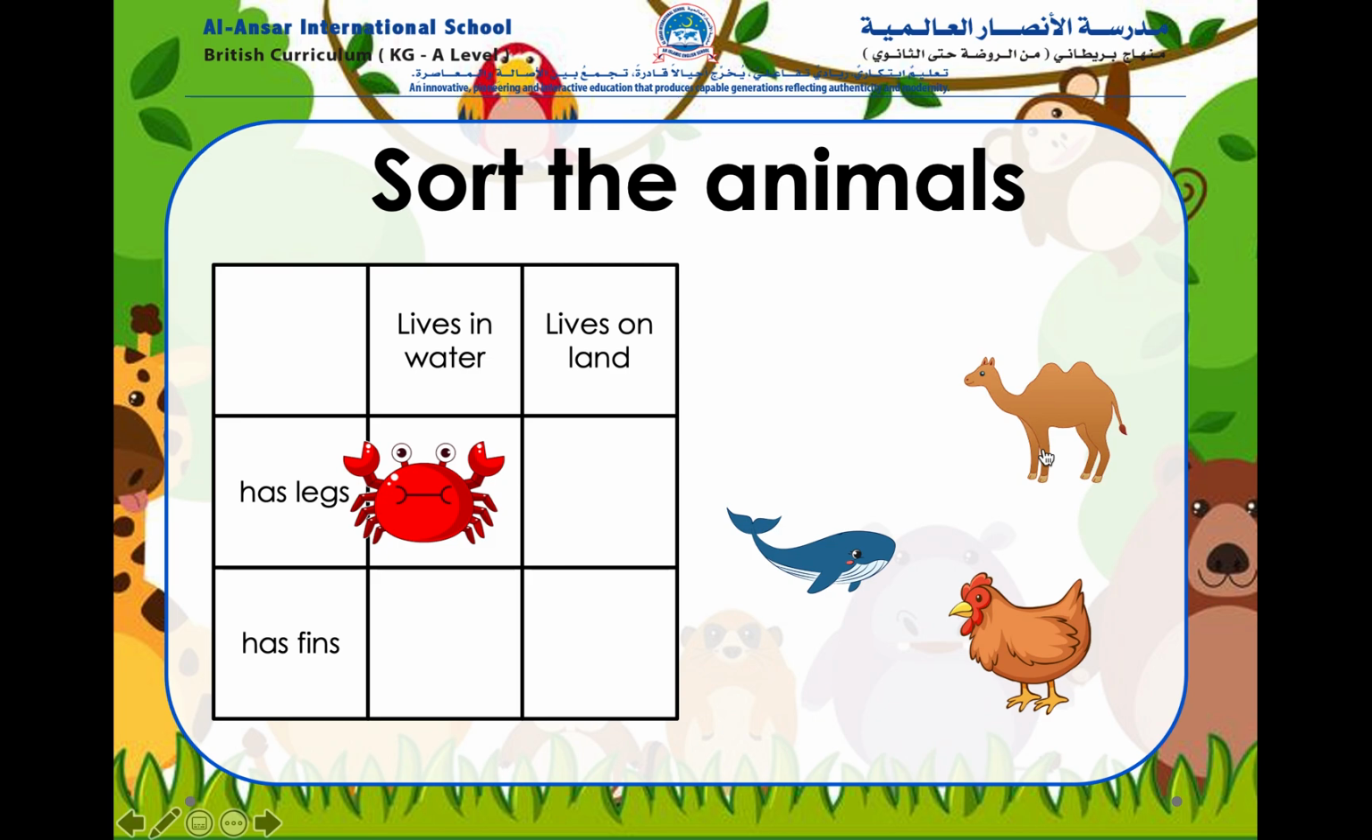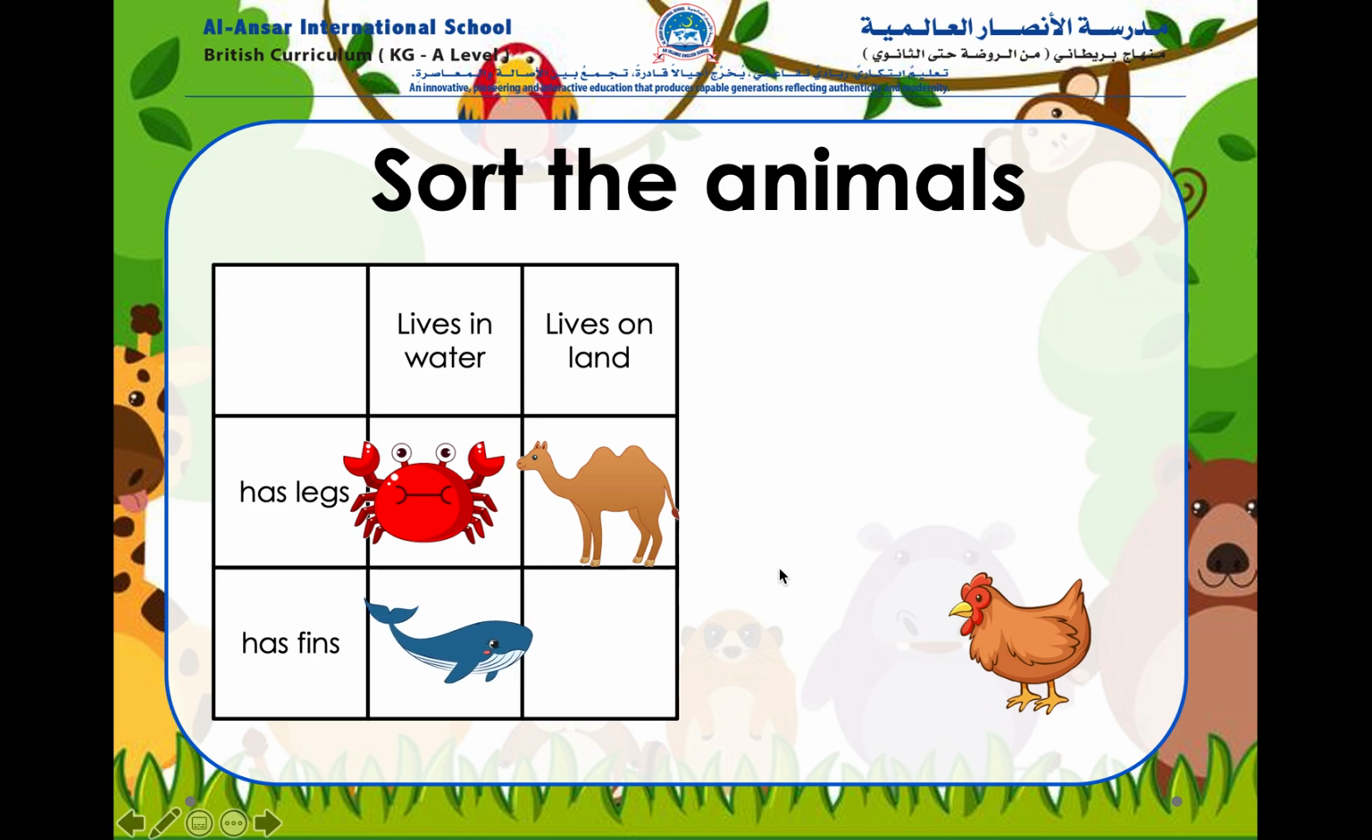Now let's look at the camel. Does this camel have legs? Yes, it does. Does it live on land? Yes, it does. So we're going to put it in the block that says lives on land and has legs. Now let's look at the whale. Does the whale have legs? No, it does not. Does it have fins? Yes, it does. Does it live on land or water? It lives in the water. So we're going to put it in the block that says lives in water and has fins.